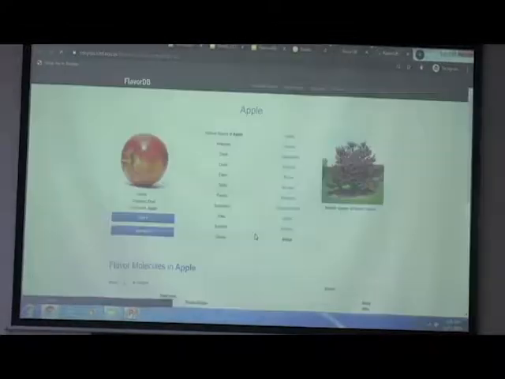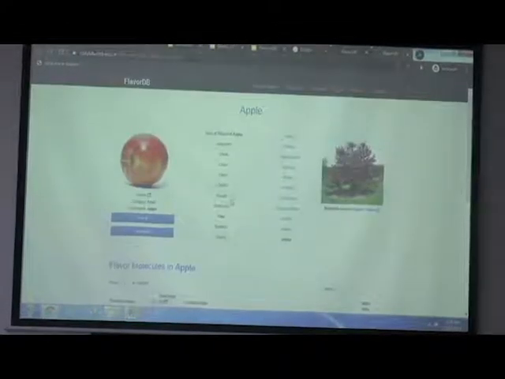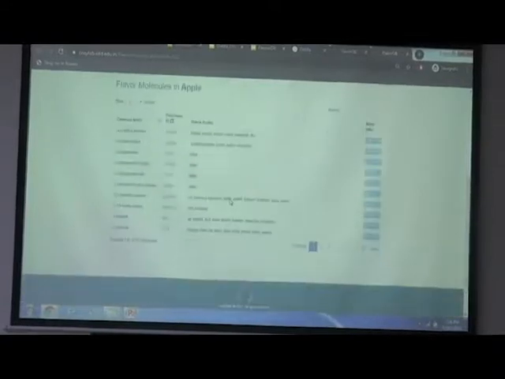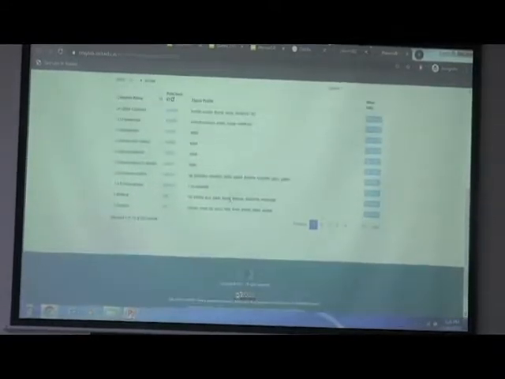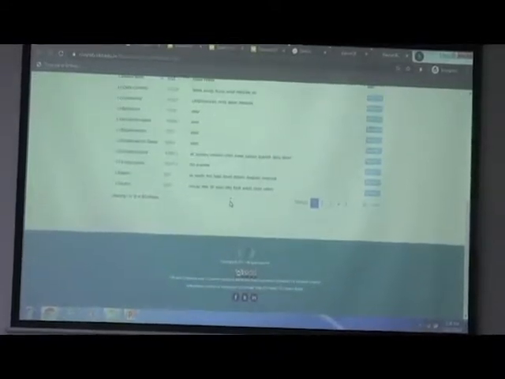If you click on the apple, now on the top you have information about the natural source of apple, which plant it comes from, what is the natural source, etc. And below that you have a list of flavor molecules in the apple, and it has 300 entities, of which 10 are shown, the rest of them are in the pages which are following. And what is the information it is providing?